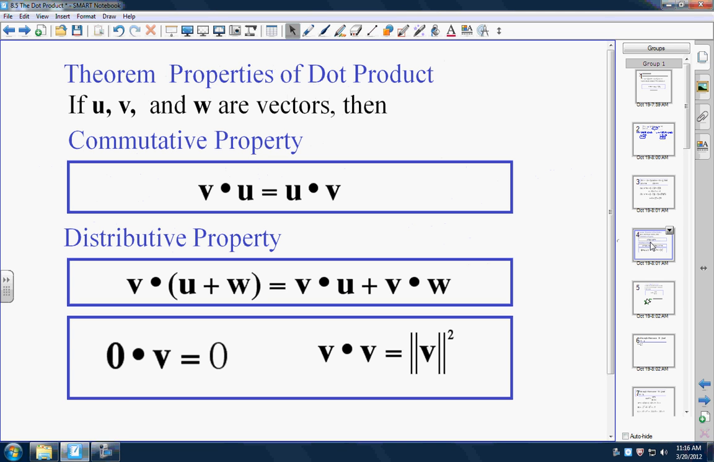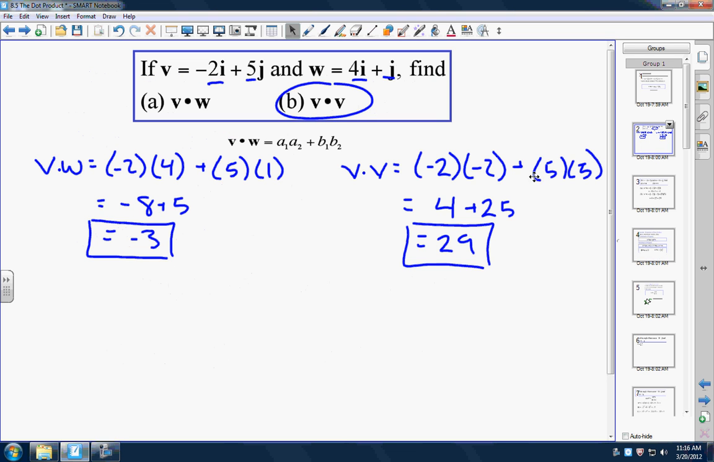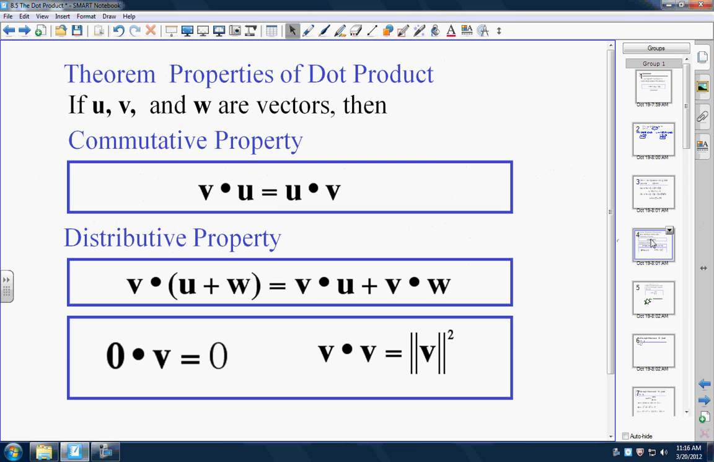Now these just kind of make sense. If we have three different vectors, u, v, and w, here's what can happen. It shouldn't matter which order you multiply them, because if we go back to what we just did, it wouldn't matter if I did w times v, I'd get the exact same numbers. I'd just get 5 plus minus 8 instead of the other way around. So it doesn't matter what order you multiply two vectors, just like it doesn't matter what order you multiply 4 times 7.